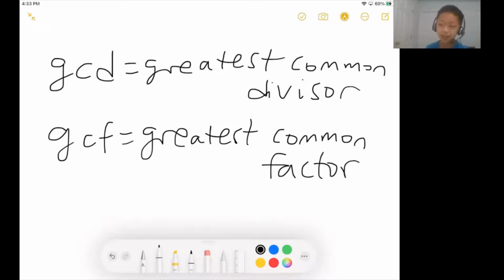There's no difference between them. Some places will call it greatest common divisor, other places might call it greatest common factor. They mean the exact same thing. But today we're just gonna call it GCD. I think I see GCD more. It doesn't really matter, but throughout this lecture, I'm just gonna be calling it greatest common divisor instead.